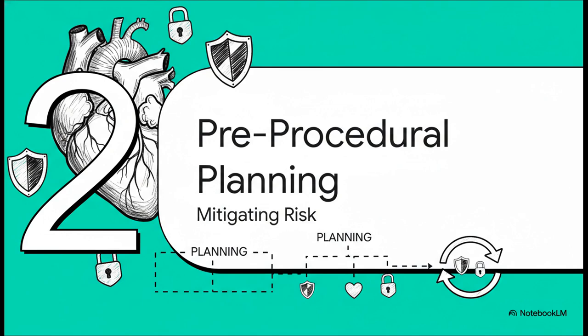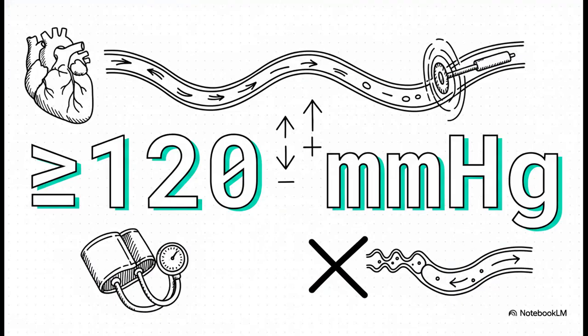Moving on to Section 2, let's talk about pre-procedural planning and support. This is all about mitigating risk before you even start the ablation. Here's a key recommendation. Maintain hemodynamic stability. Your target systolic blood pressure should be at or above 120 millimeters of mercury, and you absolutely do not want it dropping below 100. This is all about preventing complications, especially slow flow.